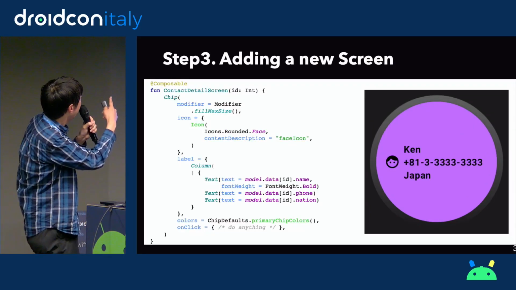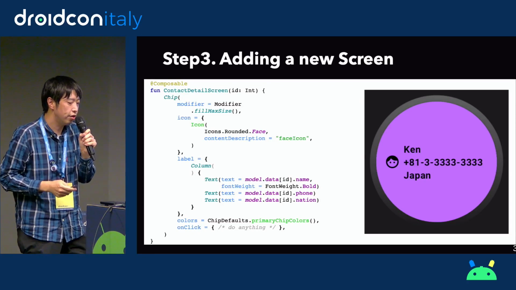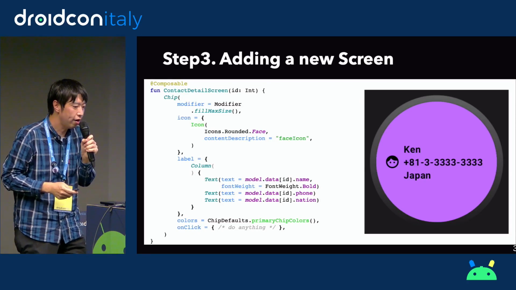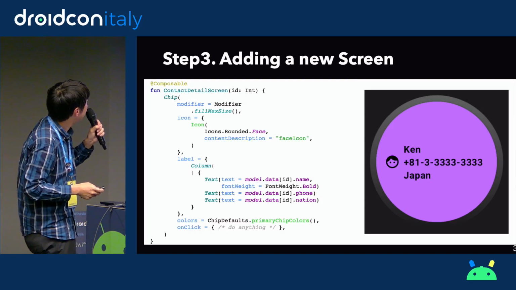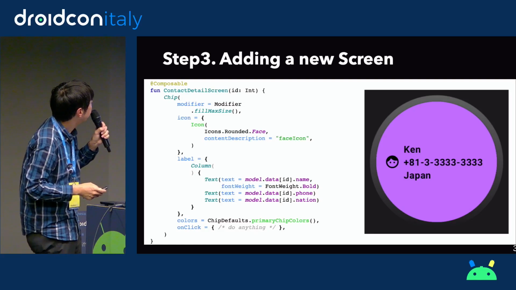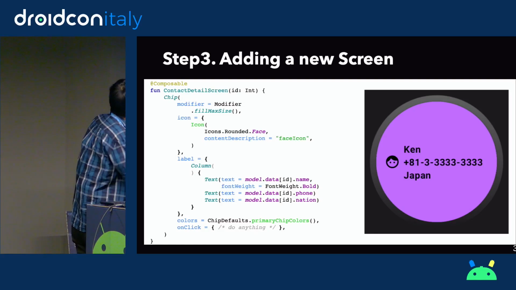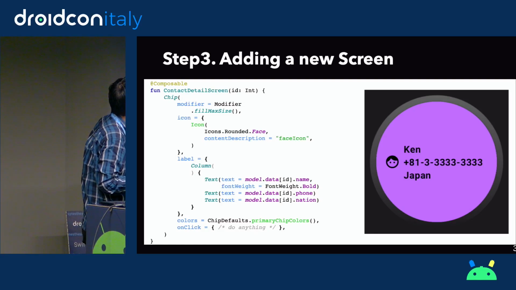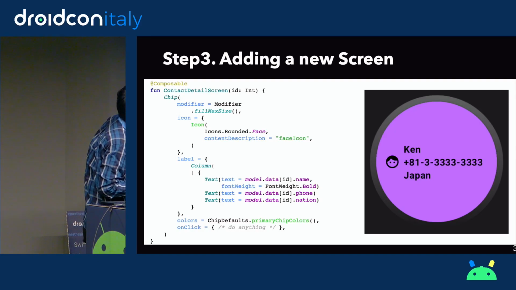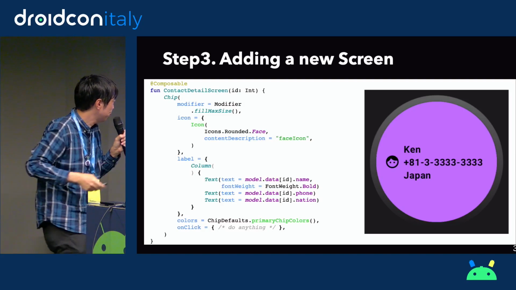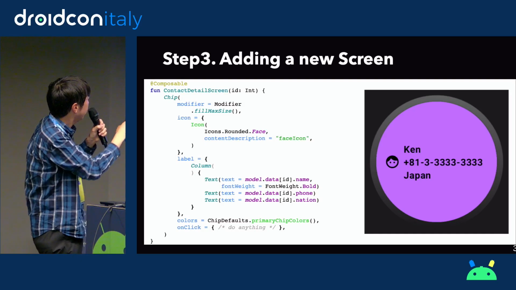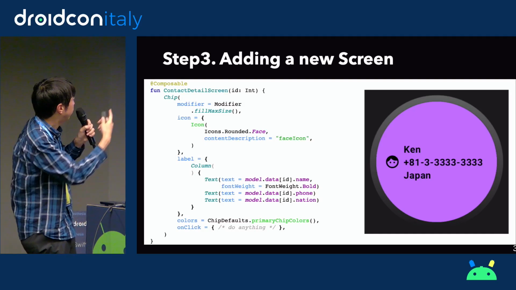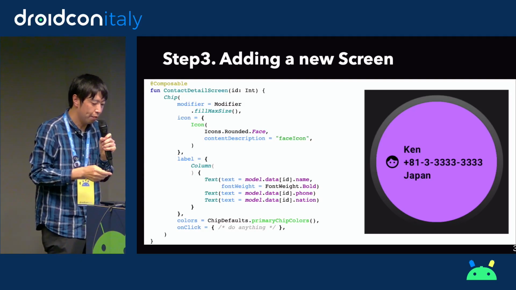Let's define another composable function. It's just a typical chip. It contains one column and it includes some text composables: my name, my phone number, and my nation. By defining this code, we can easily add this screen onto our app.